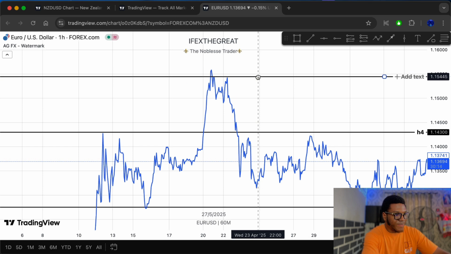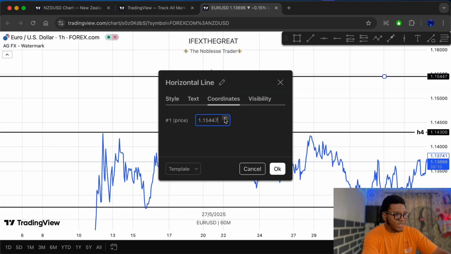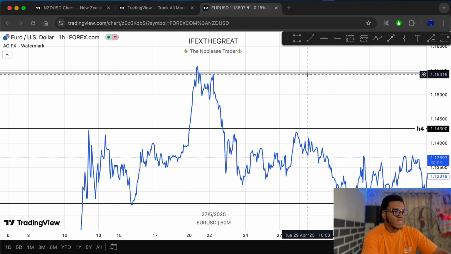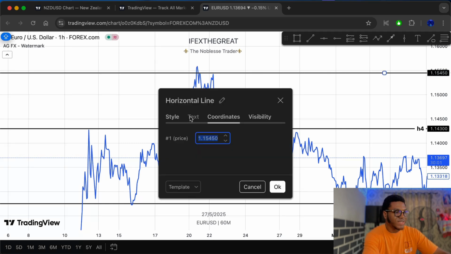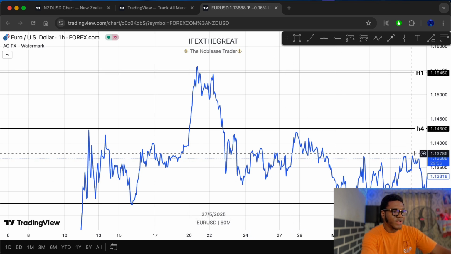So what I like to do is mark out the level, and then I give it coordinates of closer to 50. If it's closer to 50, you change it to 50. Closer to 100, change it to 100. So it's more closer to 50, so I'm giving it these coordinates. I'm going to name this one H1. That's our 1 hour time frame. Just like that, we've had our level on our 1 hour time frame.